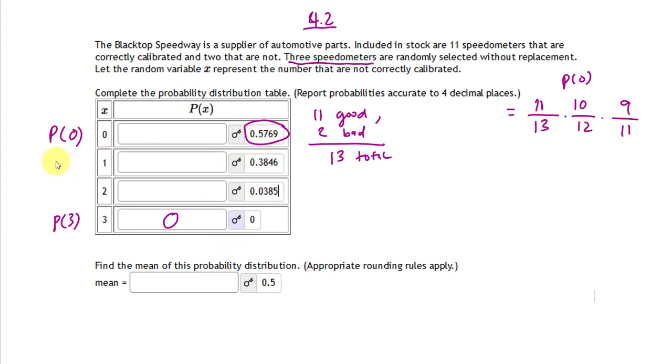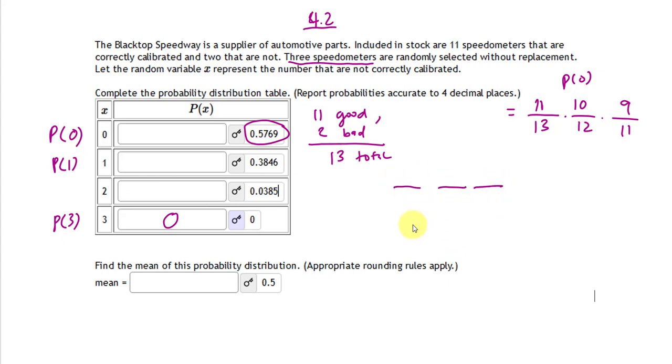Now the next one is tricky. They ask you, what is the chance that one of them is the bad one? You took out 3 of them, but they ask you, what is the chance that one of them will be the bad one? So we have a few cases. So let's focus on the second case. So you have the 3 items.